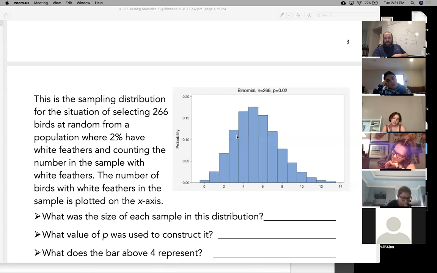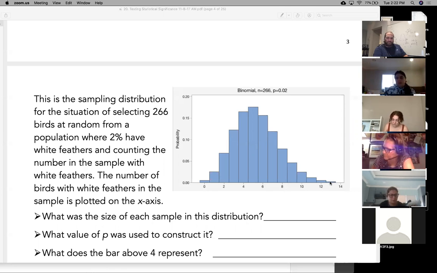Now, how many of the samples had 43 birds like we were projecting? The answer: none of them. 0 birds, it happened a couple times. 1 bird, 2 birds, 3, 4, 5, 6, up to 13 birds. Not a single one of the samples had more than 13 birds with white plumage.